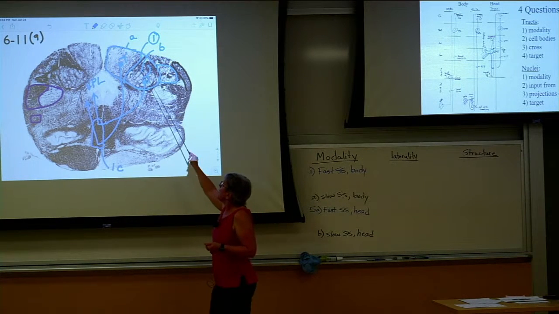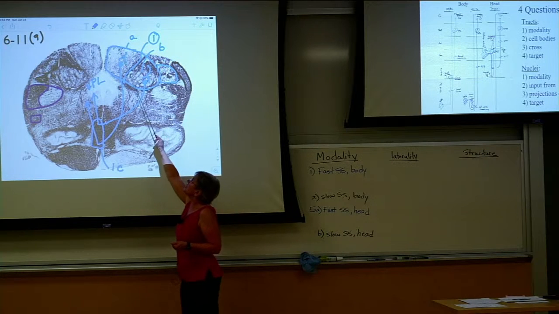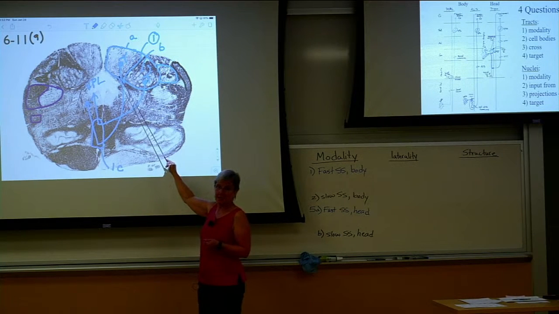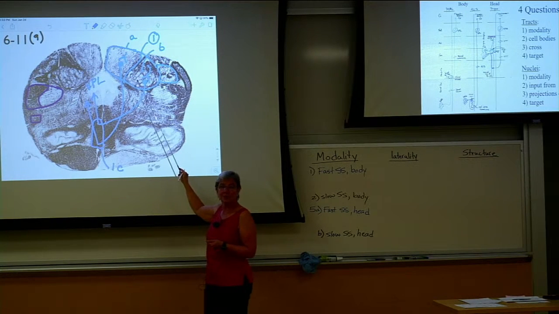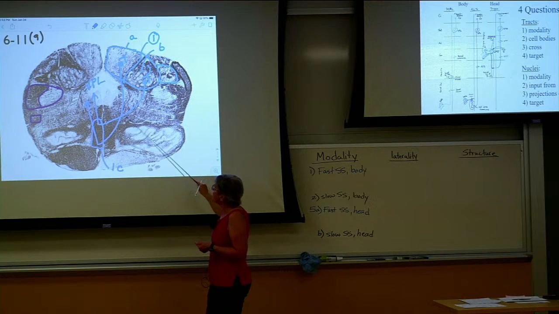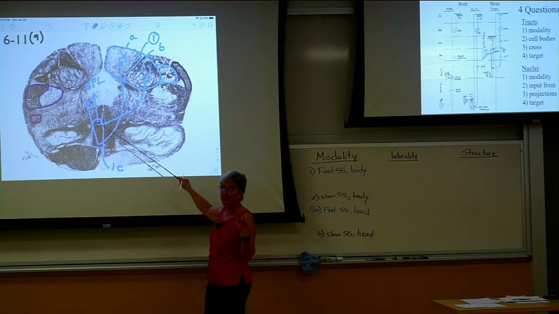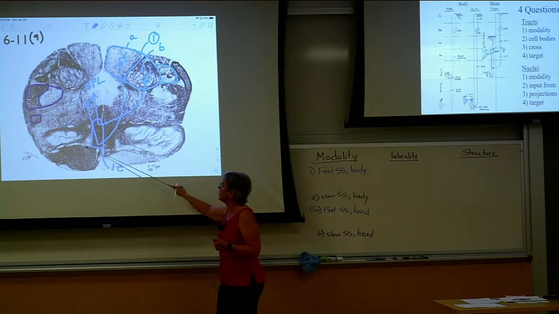Okay, so nucleus gracilis is handling fast somatosensory information for the lower body. Nucleus cuneatus is handling this information for the upper body. And I drew this very carefully such that the upper body is represented more posterior in the medial lemniscus, and the feet are down here more anterior. So you can think of this as a headless, because remember this is just the body, a headless homunculus, which is the map of the body plan, standing on the pyramids.